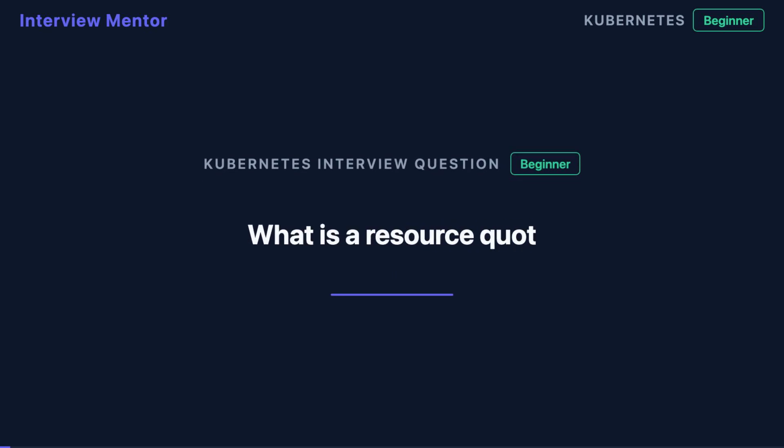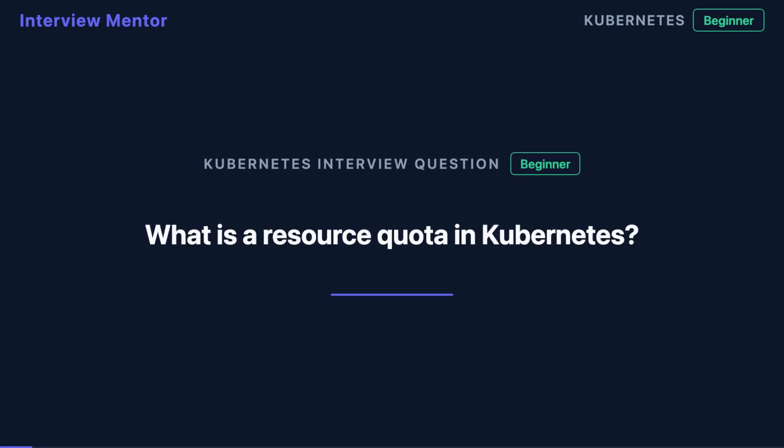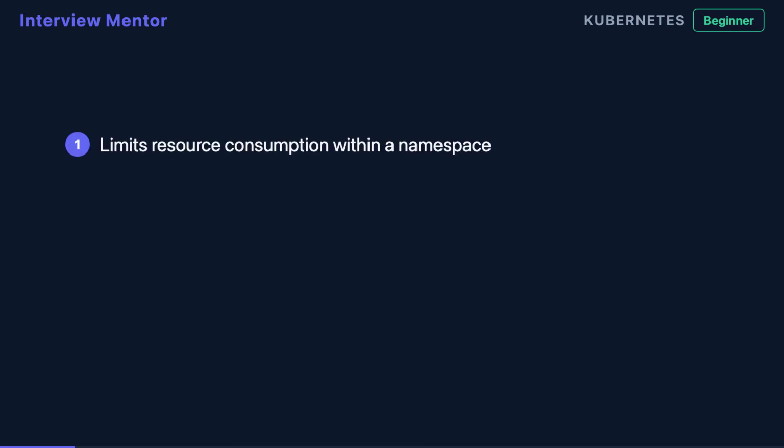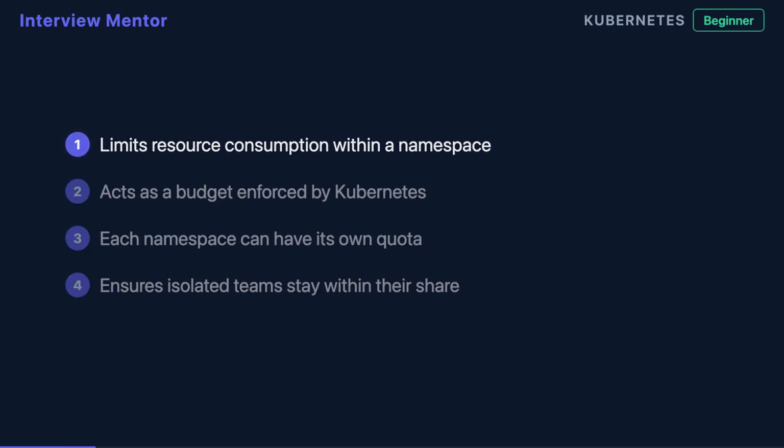Ever wonder how Kubernetes prevents one team from hogging all the cluster resources? The answer is resource quotas. A resource quota is a Kubernetes mechanism that limits and constrains resource consumption within a namespace. Think of it as a budget enforced at the namespace level. Every namespace can have its own quota, ensuring isolated teams or applications stay within their allocated share of the cluster.